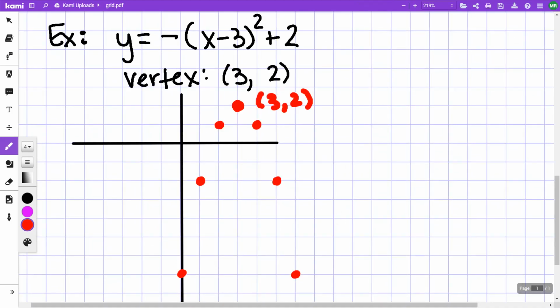Okay, so again, I went out 1, 1 squared is 1, so I went down 1. I went out 2, 2 squared is 4, but because of the negative, I went down 1, 2, 3, 4. I went out 3, 3 squared is 9. I went down 1, 2, 3, 4, 5, 6, 7, 8, 9. Okay. And then I'm going to connect this. And there's my parabola.